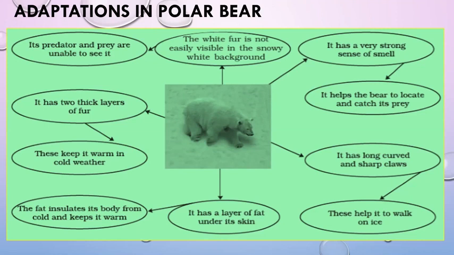It has long, curved, and sharp claws. Such paws and claws help polar bear in swimming, digging the snow, self-defense, walking on the snow, and holding the prey. It has a very strong sense of smell. It helps the bear to locate and catch its prey.